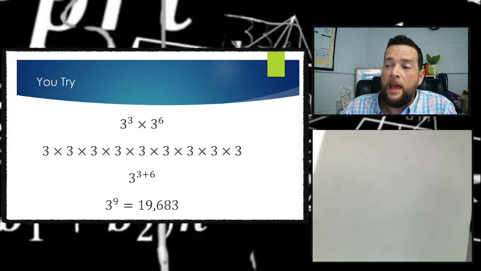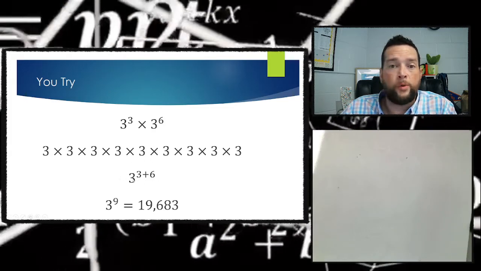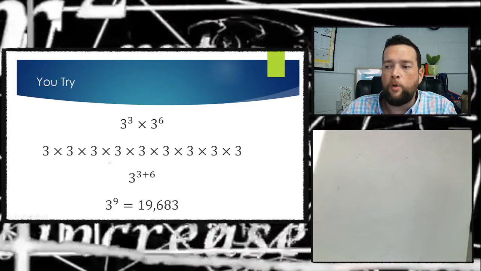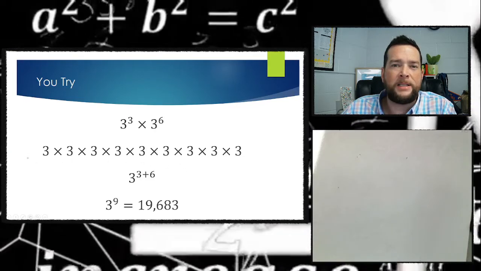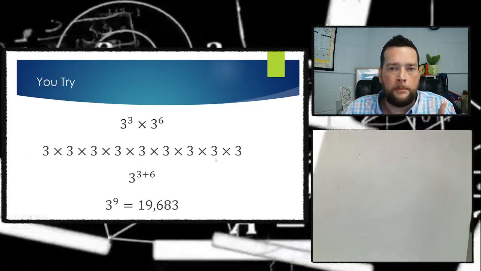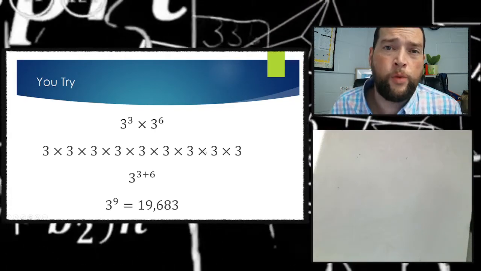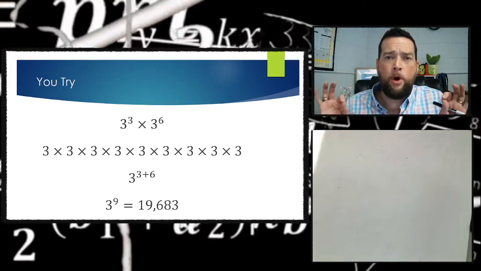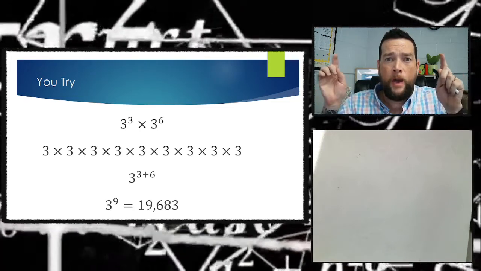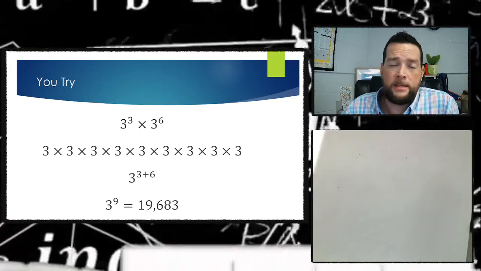all right? If you didn't remember the product of powers rule, you can simply write out all your exponents in expanded form, add them up, call it a day, all right? That's the product of powers rule. So when you're multiplying exponents with the same base, you add the powers and you keep that base, all right?